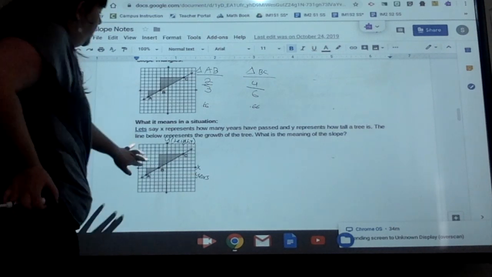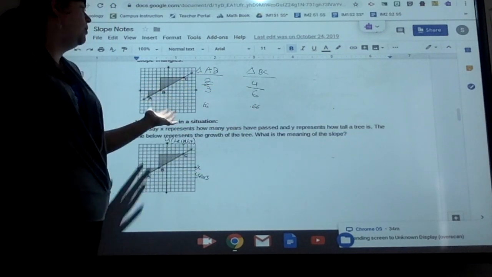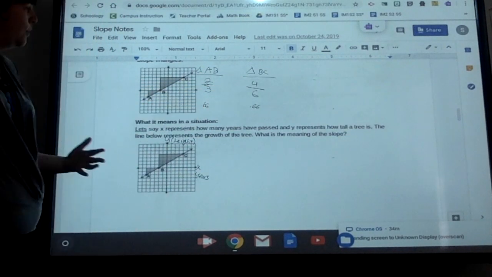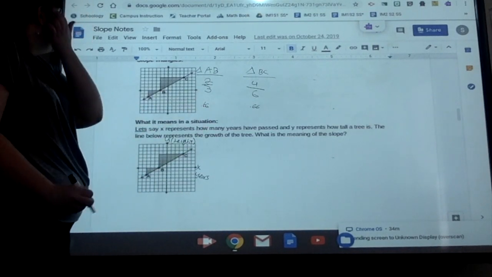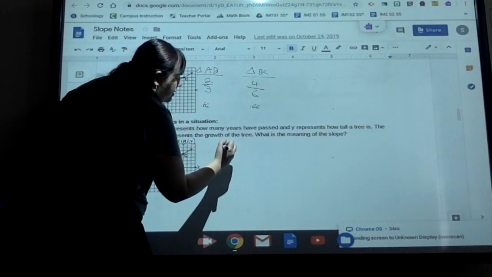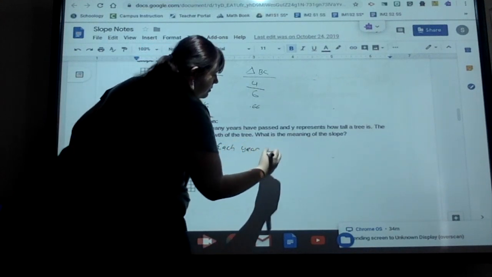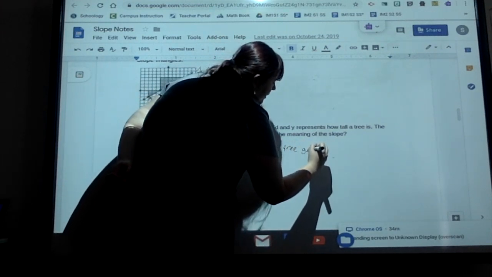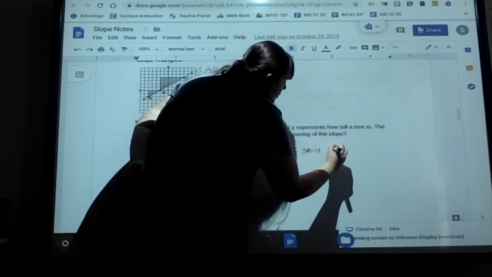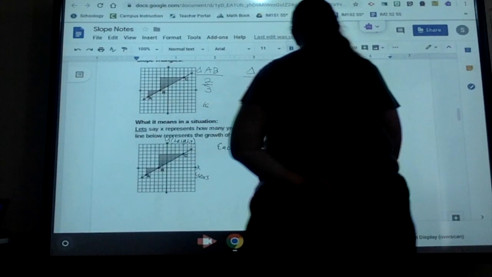So remember the slope, it's the same picture. The slope was 2 over 3 or 4 over 6, or once I divided, it was 0.66. Well, that means this one, after I divide and get the decimal, that means each year, because it's about 1 year after I divide, the tree gains 0.66 in height.